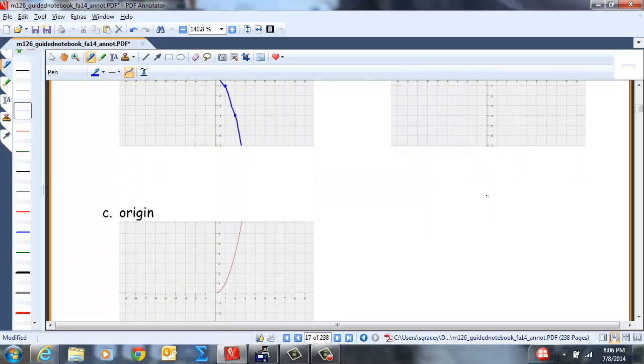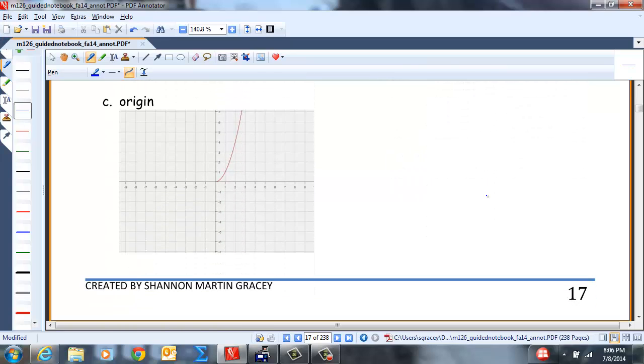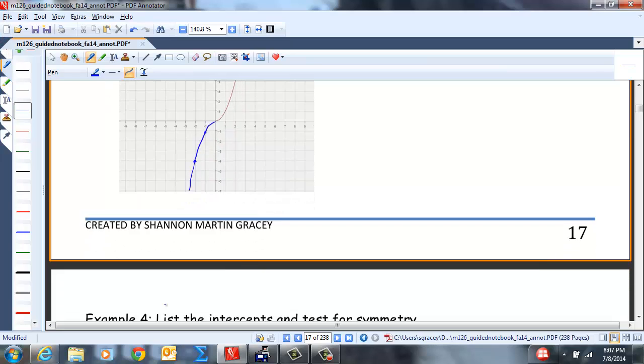Alright, so the origin. Now, we replace both the x and y's by the opposites. So 1, 1 will be at negative 1, negative 1. 2, 4 will be at negative 2, negative 4. So it'll go something like that. How'd you do? You do all right? It's fun drawing pictures, huh?